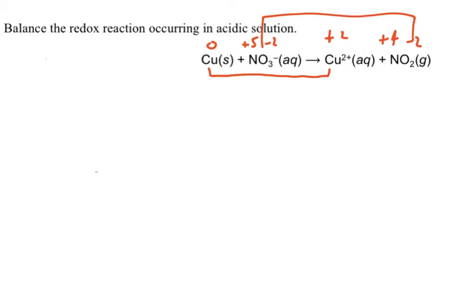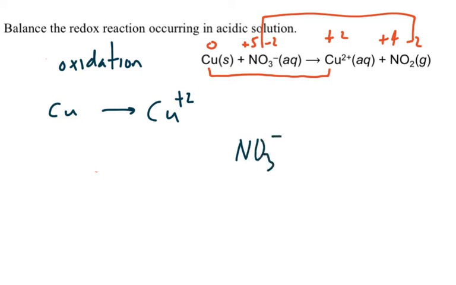Okay? So first, copper is going from 0 to +2. So copper is the one undergoing oxidation. It's losing electrons. And then NO3, and this one, I'm going to ignore the states of matter for now just to save some space. It's going to NO2, and notice that the nitrogen's going from +5 to +4, so it's gaining an electron, so this is your reduction half reaction.